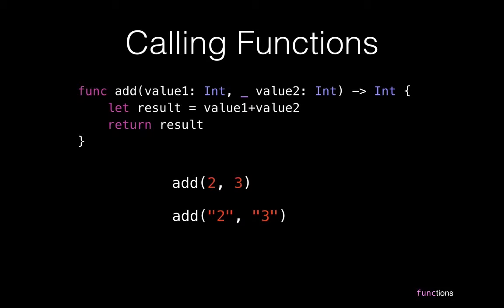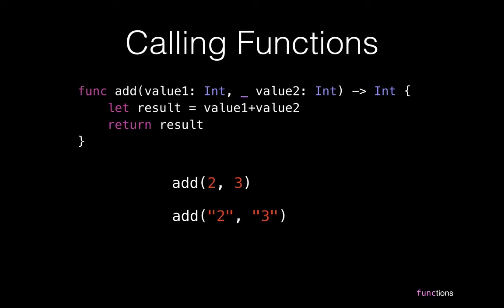And now I want to recall what calling functions looks like, so the idea of calling a function. Here again, we've got the same add function, and we're computing the result. Please notice that the underscore in front of value 2 is still the old Swift 2 syntax. In Swift 3, the underscore is not required anymore. We've got the same function, and then two exemplary calls to that function. The first one takes two numbers, and the second one takes the same numbers but using quotes.